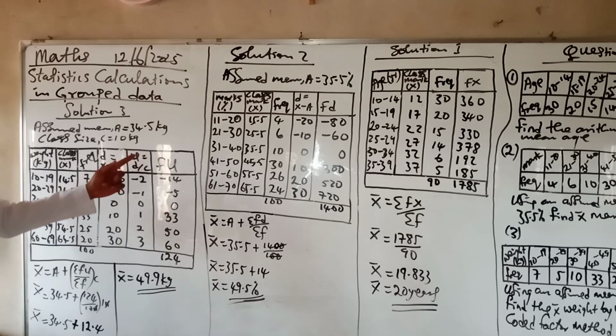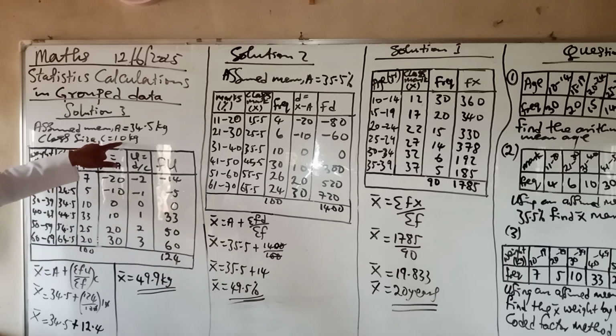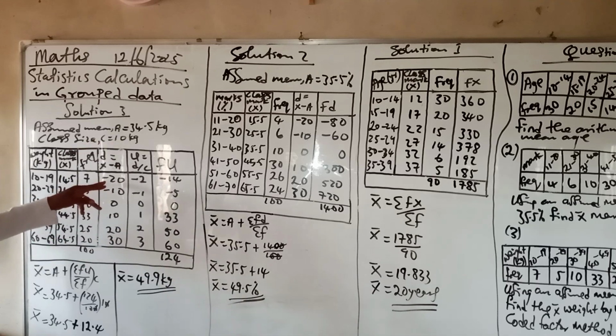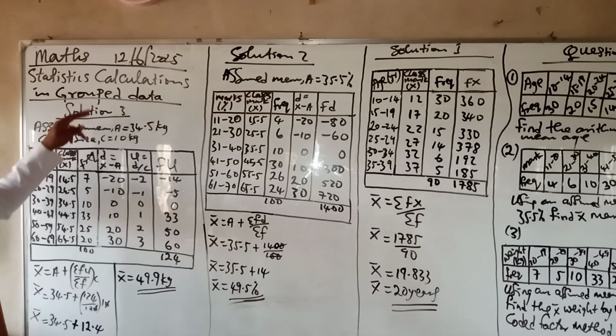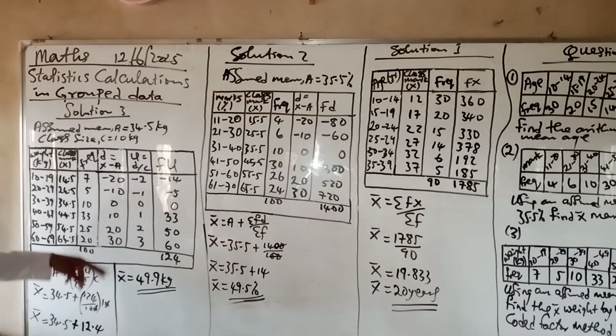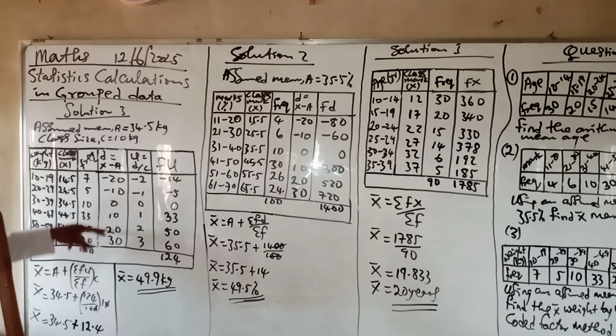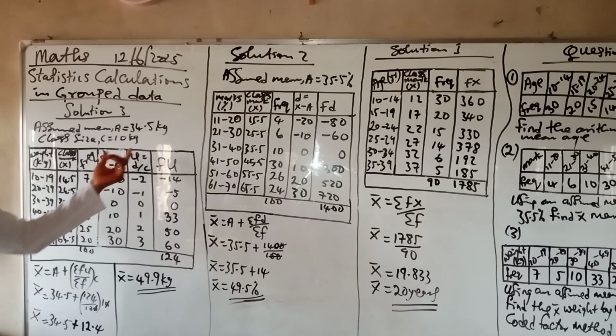Then the next column is U, which is the coded factor. We remember that D is the deviation from the assumed mean. Then the coded factor, we find it using the formula D over C. The values of D here divided by this constant C, 10. Now we have minus 20 divided by 10 gives us minus 2. Minus 10 divided by 10 gives us minus 1. Then 0 divided by 10 is 0. 10 divided by 10 is 1. 20 divided by 10 is 2. 30 divided by 10 is 3. That's how we arrive at this coded factor U.